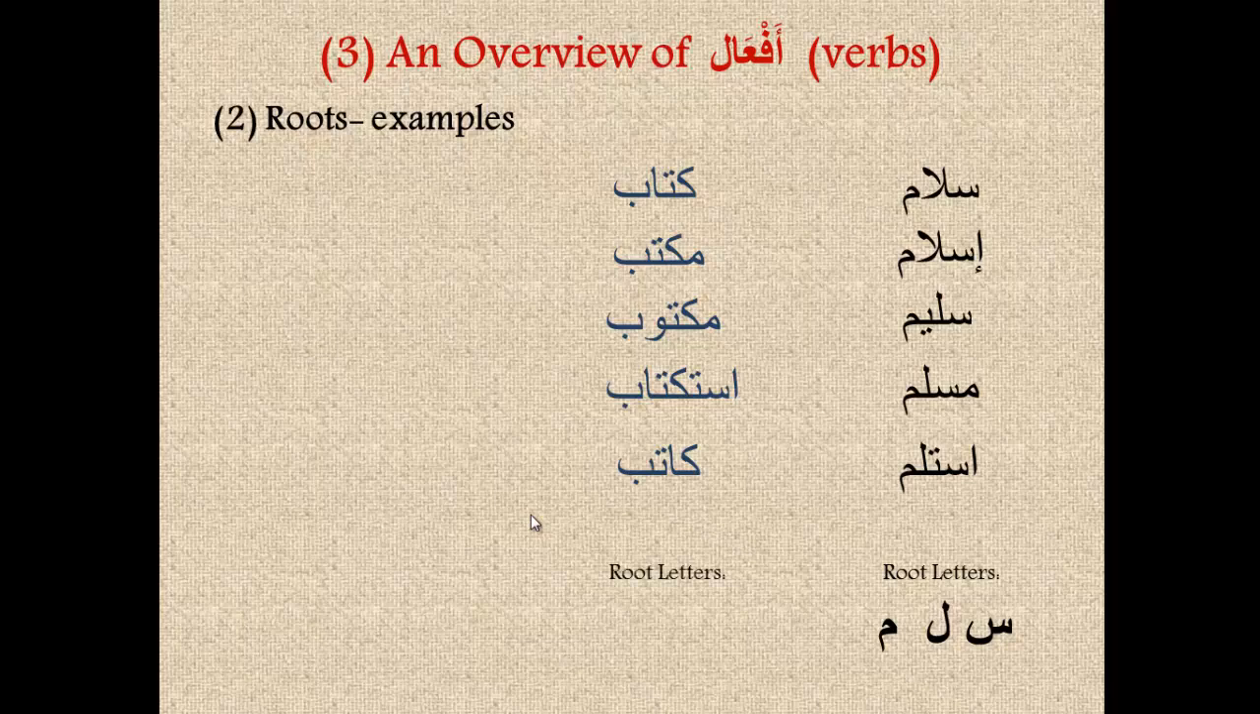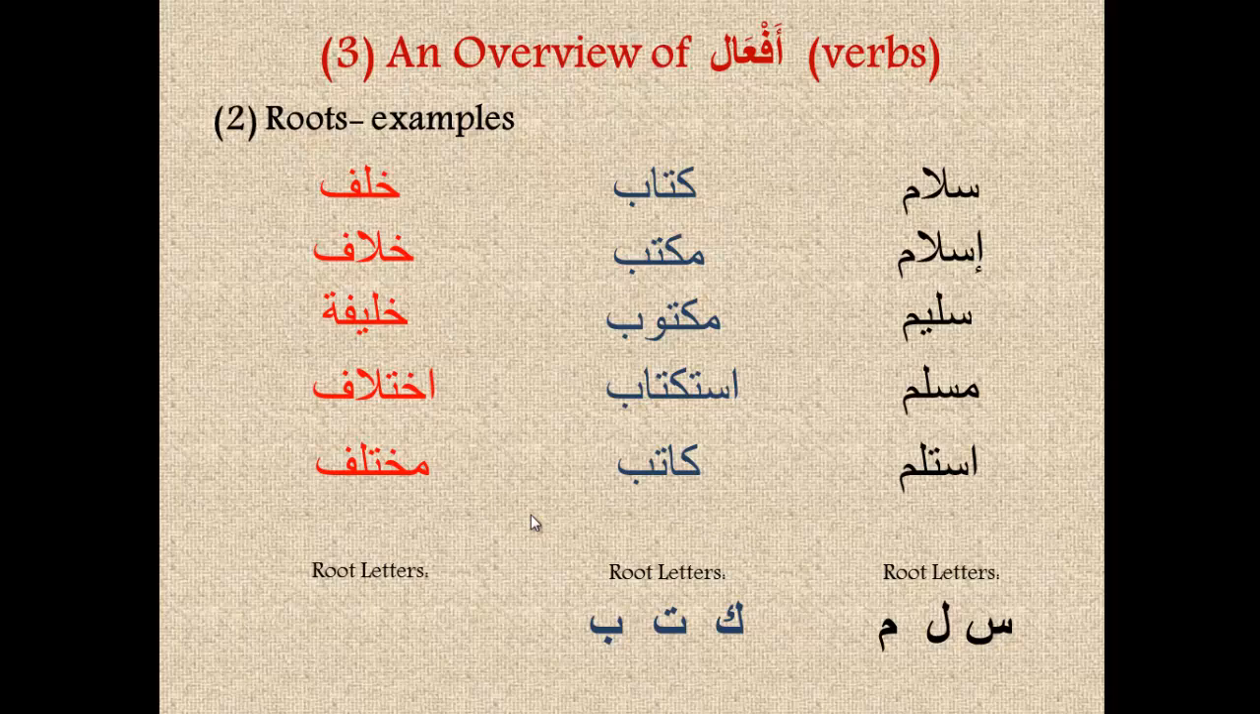These words all share the root letters kaf, ta, and ba. Kaf, ta, and ba. And the last set, we have khalfa, khilaf, khalifa, ikhtilaf, mukhtalif. These words all belong in one set because they share the root letters kha, lam, and fa. Kha, lam, and fa.